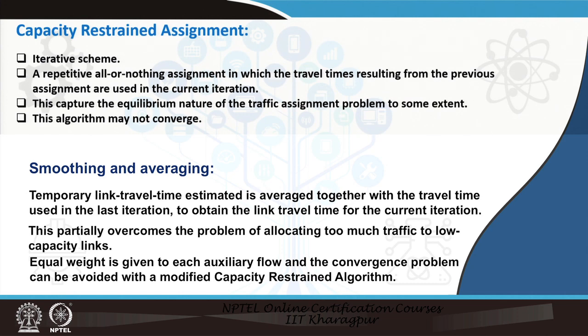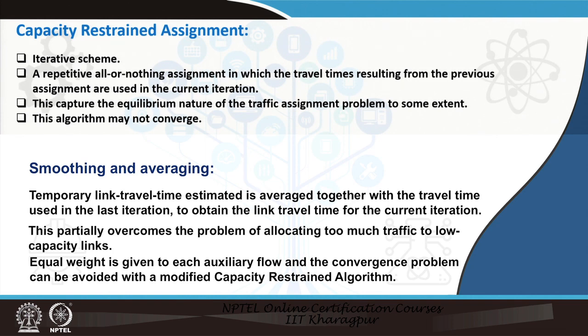We use a technique called smoothing and averaging. What we do is the temporary link travel times that we estimate over different iterations are averaged together, and the travel time used in the last iteration is averaged together with the travel time used in the previous iterations to obtain the link travel time for the current iteration. So instead of directly using the estimated travel time of the last iteration for all or nothing assignment, we take a composite measure where we consider the average of all the earlier iterations.